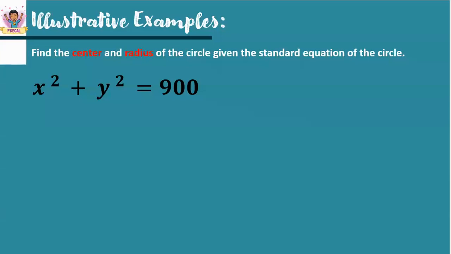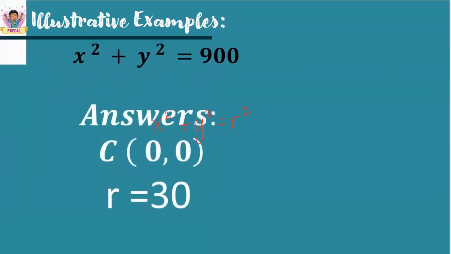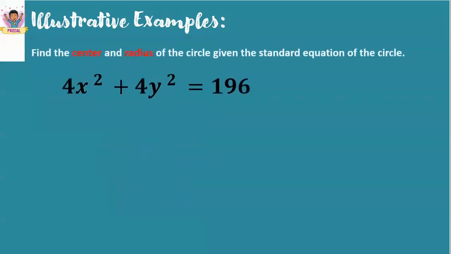So given the first example, we are required to find the center and the radius of the circle. Obviously, this example takes the form x squared plus y squared is equal to r squared. This is when the center is at the origin and our r is, of course, the square root of 900, because this is our r squared. So the answer is 30. All you need to do is to determine the coordinates of the center and the radius. Let's have the second example.